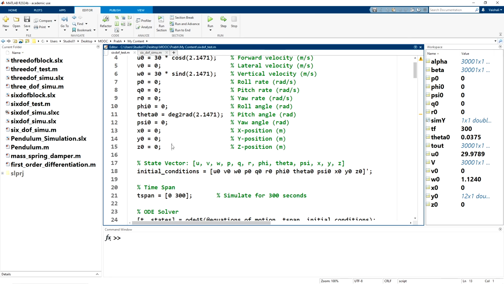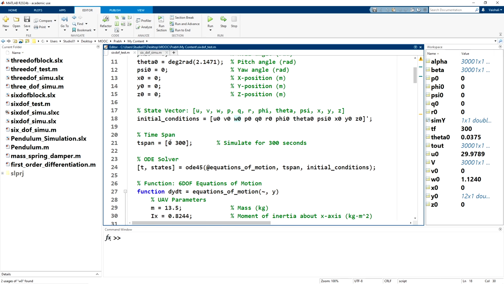Now I am putting these initial conditions in a vector in this format, like we did for the 3-DOF simulation. So, initial conditions we have u naught, v naught, w naught, p naught, q naught, r naught, phi naught, theta naught, psi naught, x naught, y naught, and z naught. So, we have total 12 states. All right.